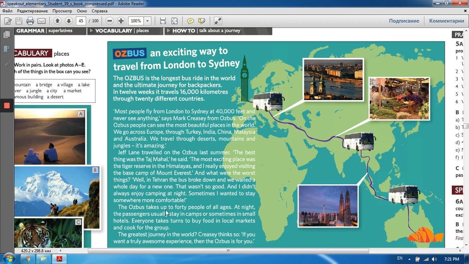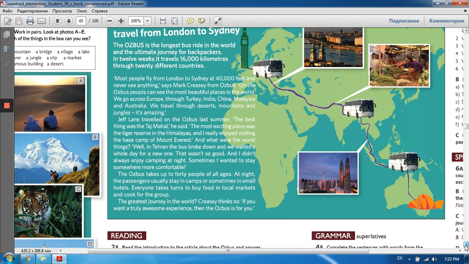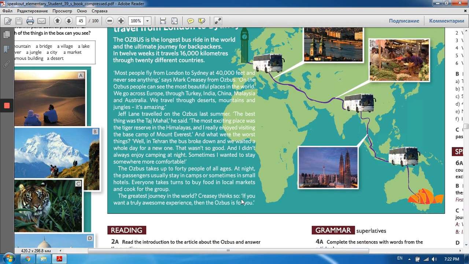The Ozbus takes up to 40 people of all ages. At night, the passengers usually stay in camps or sometimes in small hotels. Everyone takes turns to buy food in local markets and cook for their group. The greatest journey in the world? Crazy thinks so. If you want a truly awesome experience, then the Ozbus is for you.